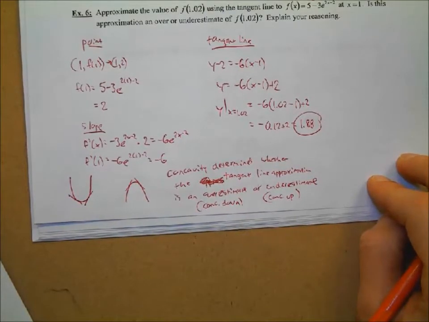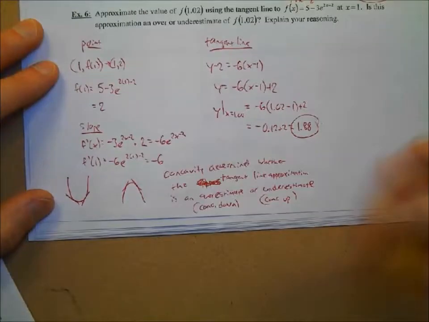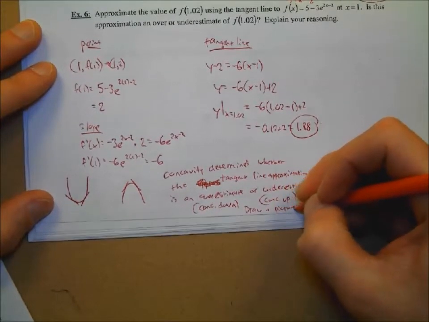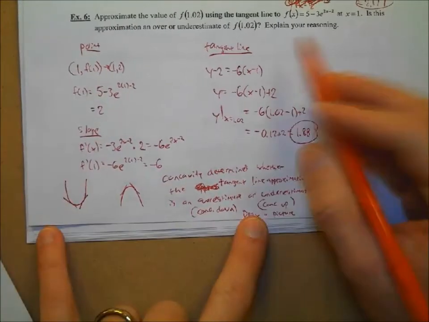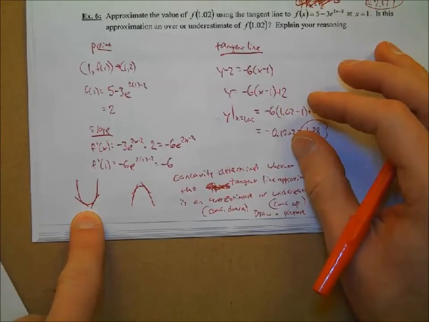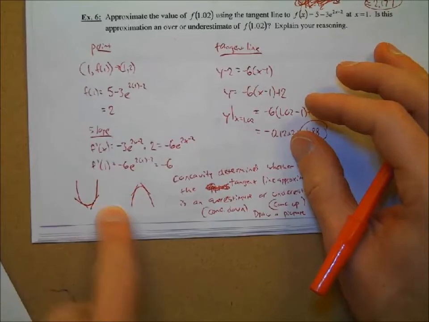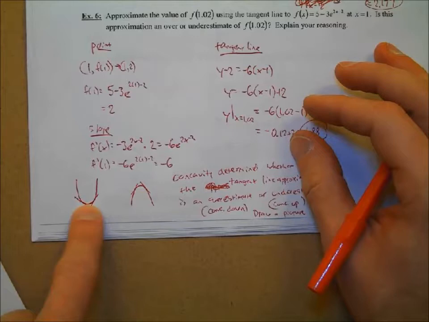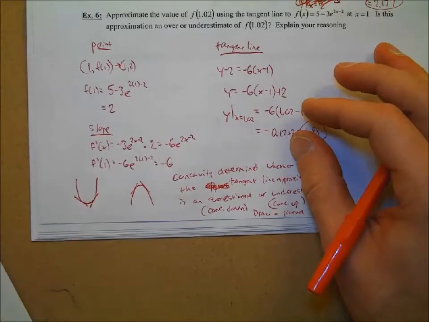Okay? When in doubt, draw a picture to help you remember. Okay? You don't necessarily need to draw a picture of the actual function itself. Just draw a picture of concave down behavior or concave up behavior. Draw your tangent lines in there to convince yourself, oh, right, concave down, the tangent line is over, an overestimate. Concave up, the tangent line is under my curve, so it's an underestimate.